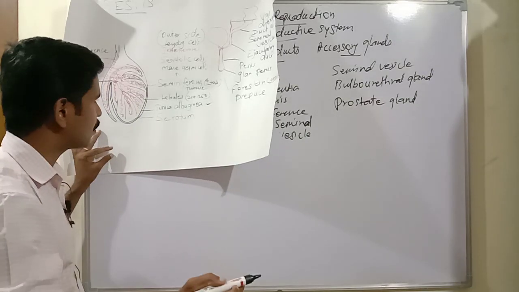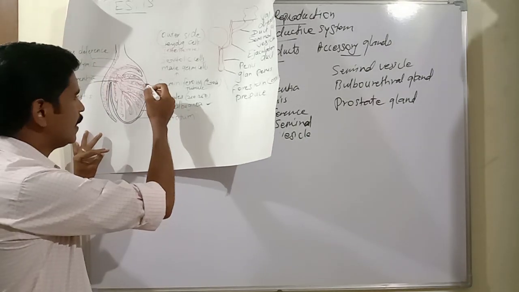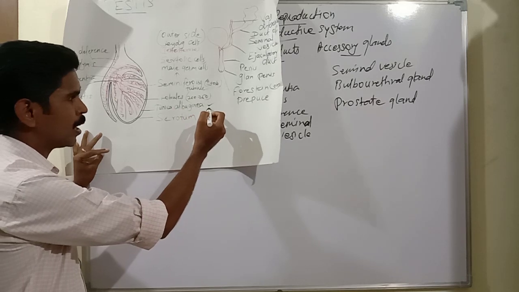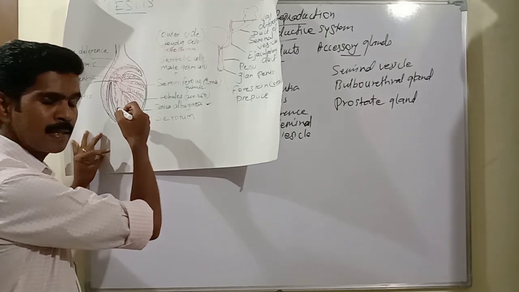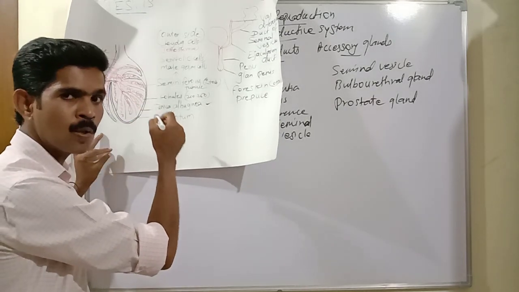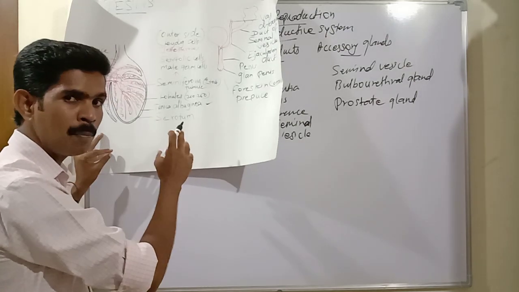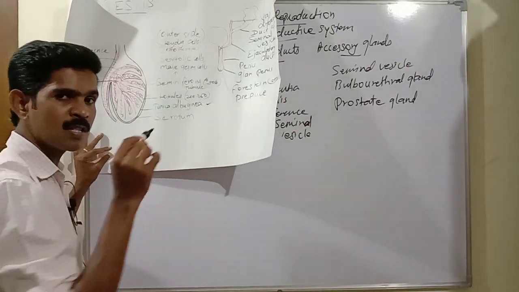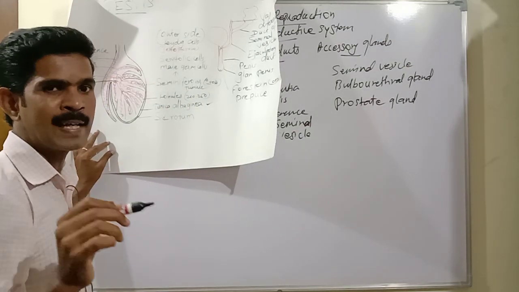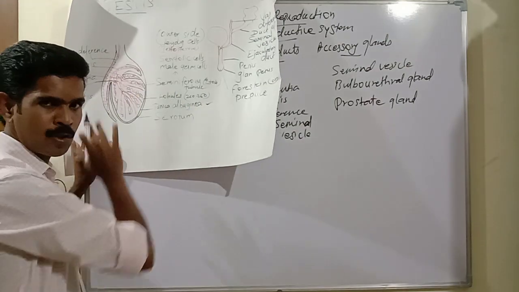So once again, repeat these points. See, the testis is covered by a membrane, tunica albuginea. Then inside, the testis is divided into 200 to 250 small compartments or lobules. Then each and every lobule consists of 2 to 4 small minute tubule-like structures. It is called seminiferous tubule.